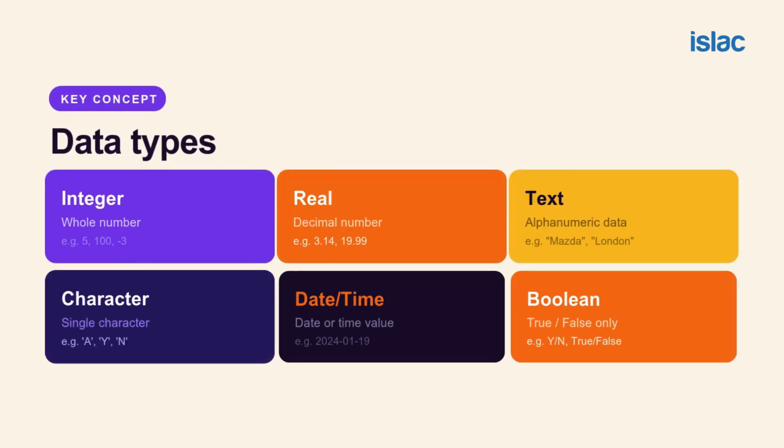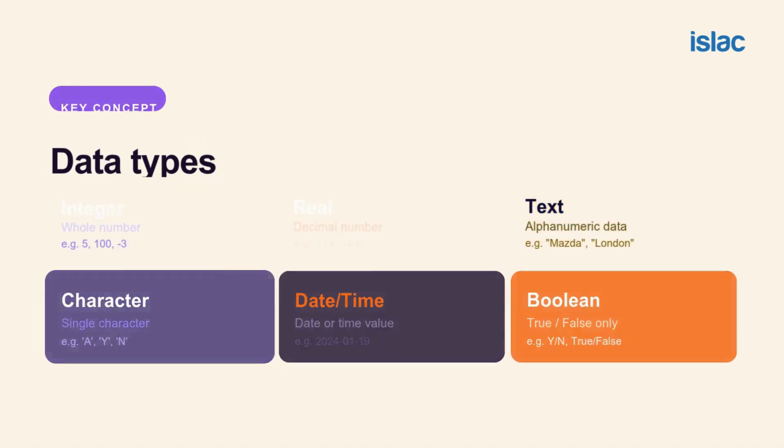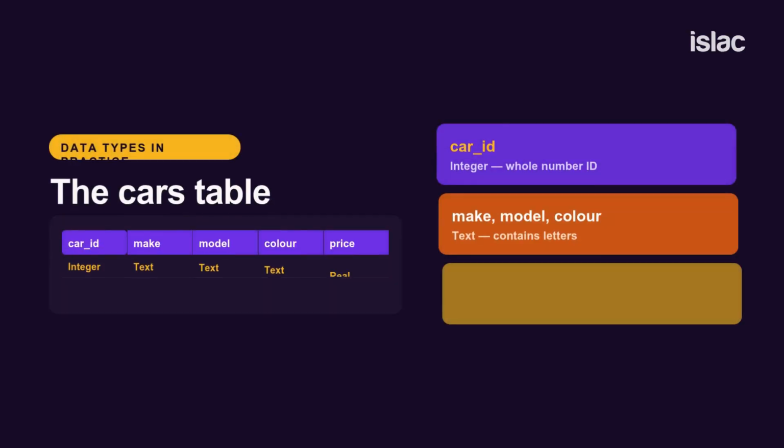Every field has a data type set when the table is designed. The 6 main types are integer, real, text, character, date and time, and boolean. Here is the cars table. Car ID is integer because it is a whole number. Make, model and color are text. Price is real because it has a decimal point.